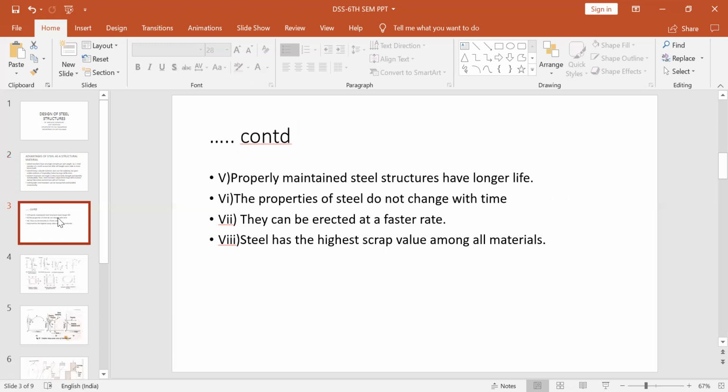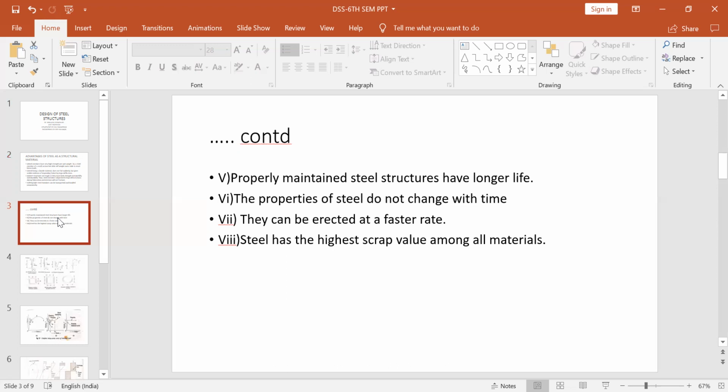They can be erected at a faster rate. Concrete takes longer. If you cast the concrete, it will take some time to set, and then you need to de-shutter it after some time, depending on the span of the structure. But with steel it doesn't occur like that. So it can be erected at a faster rate.